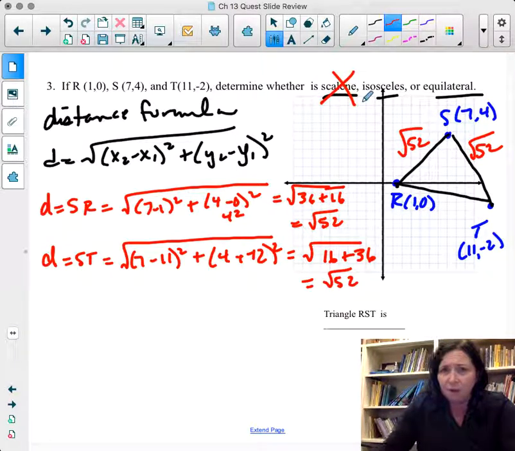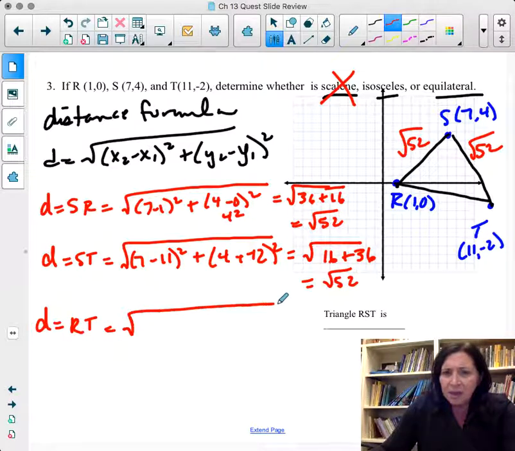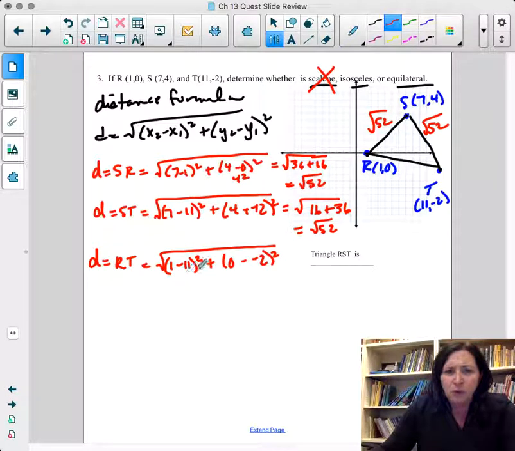So scalene's gone. The next one we're going to find is RT. So in order to find the length of RT, same thing, subtract your x's. So I'm going to go 1 minus 11, square that, plus 0 minus negative 2, square that. And in doing that, what I'm going to get is 1 minus 11 is negative 10. Negative 10 times negative 10 is 100, plus, this makes plus 2.